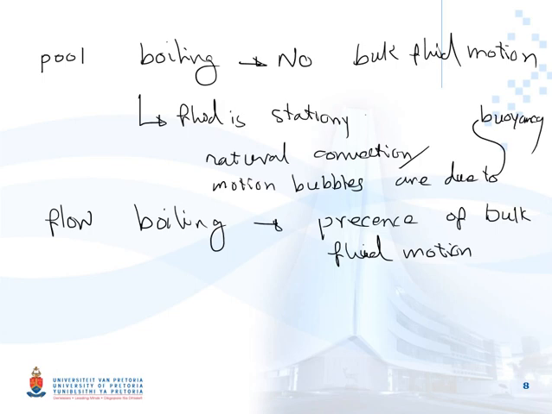What do we know so far about pool boiling? First, pool boiling occurs when the fluid is stationary, so it means that the fluid is not forced to flow. Second, any motion of the fluid is due to natural convection currents and the motion of the bubbles under the influence of buoyancy. So that's it about pool boiling. Let's go back to the classic example of pool boiling: tap water in a pan on top of a stove.